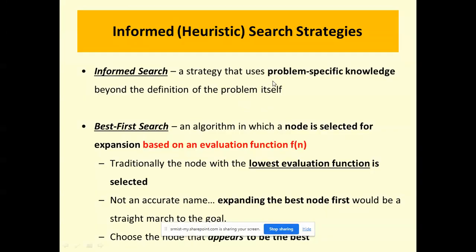Informed search strategy. The other name for informed search strategy is heuristic searching. It uses problem-specific knowledge. The approach we are going to discuss is best first search. Here the node is selected based on the evaluation function f of n. Every time you want to expand a node, it should be done based on the evaluation function f of n.